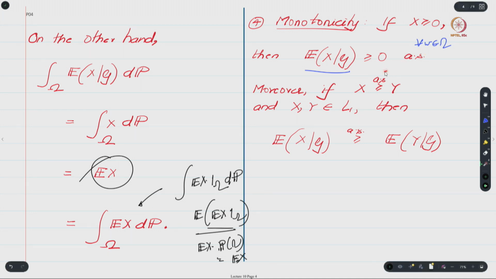acronym is added to this statement over here, and this monotonicity idea can actually be generalized to the case where x is almost surely bigger than y, and suppose that x and y are in L1, so that the conditional expectations are well defined, and the monotonicity property says that if x is bigger than or equal to y, then the conditional expectations also satisfy some relation like this in an almost sure sense.